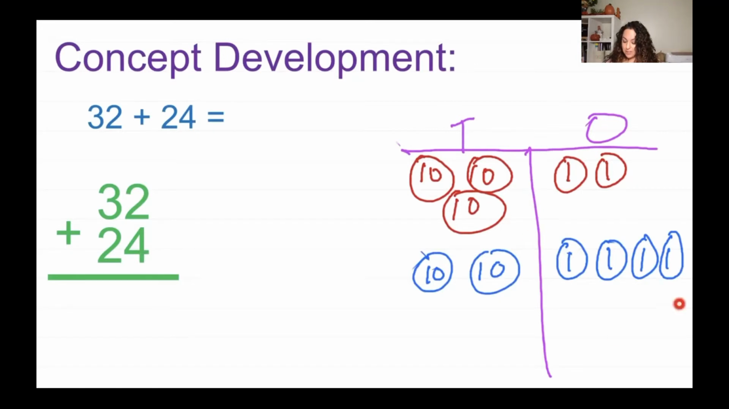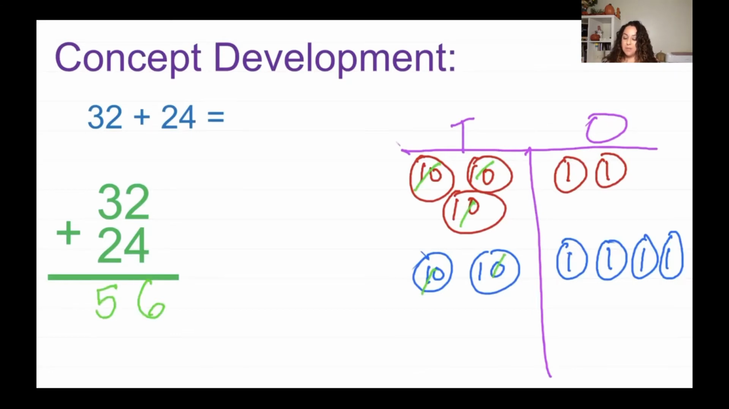Remember, our ones are under the O, right here. How many ones do I have? 1, 2, 3, 4, 5, 6. I have 6 ones. And how many tens do I have? 1, 2, 3, 4, 5. I have 5 tens. So 32 plus 24 is 56.